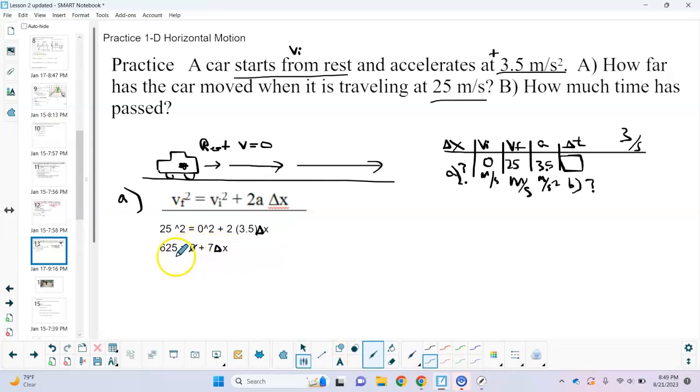So 0 just goes away. So it's 625 equals 7x. We're going to divide through by 7 on both sides. And you get delta X is equal to a positive value, and that delta X value is approximately 89.3.